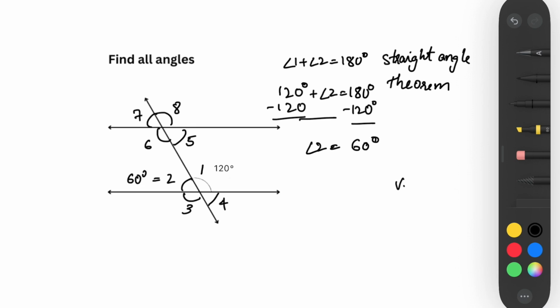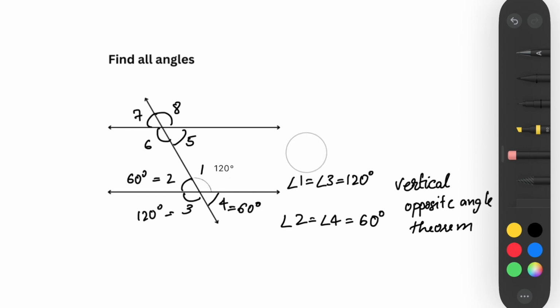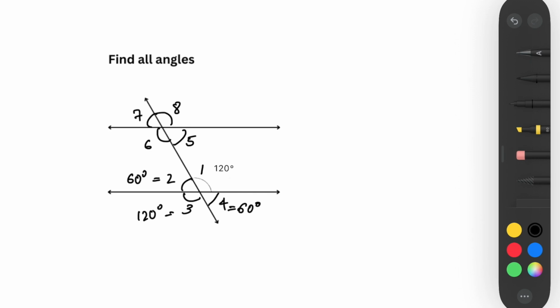Now from the vertical opposite angle theorem, we know that angle 1 is equal to angle 3. So both are equal to 120 degrees. And angle 2 is equal to angle 4, and both are equal to 60 degrees. Now let's move on to angle 5.